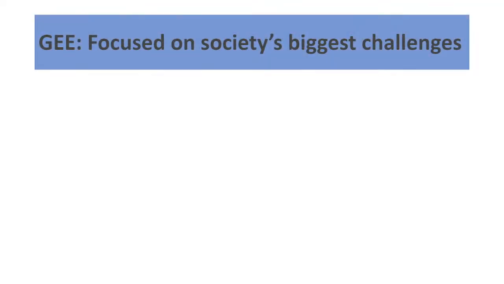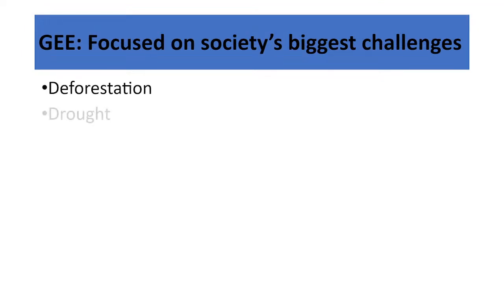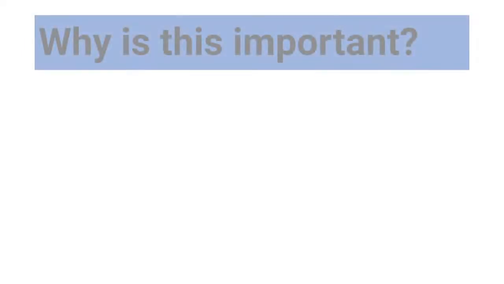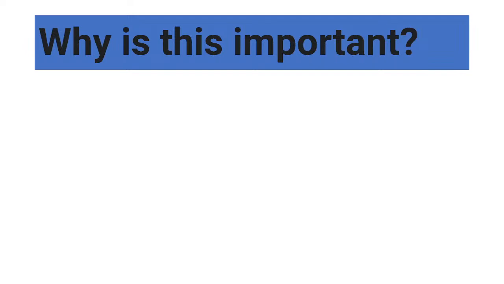And Google Earth Engine mainly focuses on society's biggest challenges such as deforestation, drought, climate change, disaster, diseases, global food security, and sustainability. Okay, mainly focus. And why is this important? In this time, when you want to do big geospatial data analysis, then you must come to the Google Earth Engine platform.